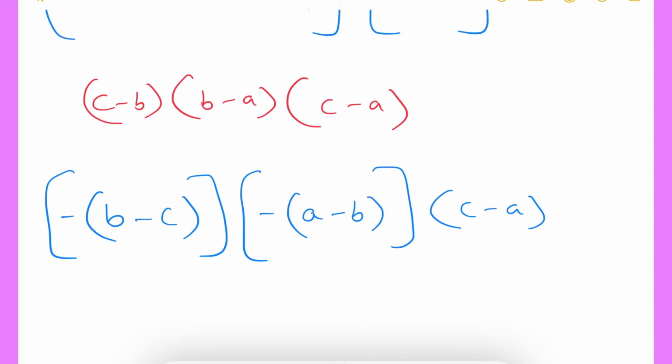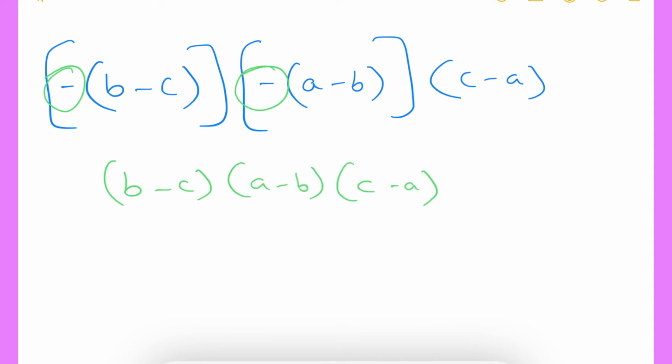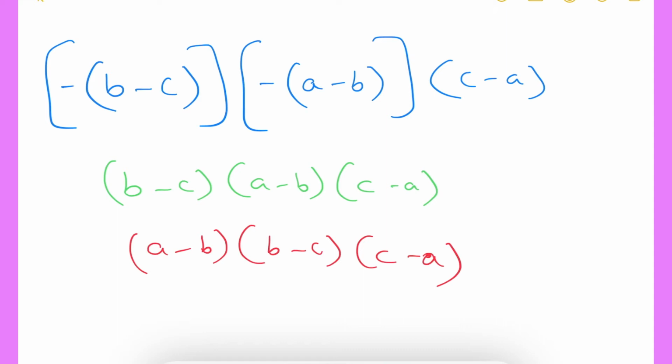Now if we simplify this, here we have minus, here also we have minus, minus into minus is plus, then we remain with b minus c into a minus b into c minus a. If I write it in order, it is a minus b into b minus c into c minus a. This is the first method.